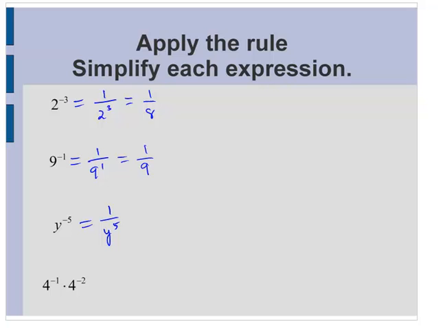Now here we have 4 to the negative first times 4 to the negative second. Using one of our rules from a previous section, the product rule, we can write this as 4 to the negative 1 plus negative 2, and that would be 4 to the negative third power. Using what we've now learned about negative exponents, we can write this as the reciprocal of 4 to the third power. 4 to the third power is 64, and so we would write 1 over 64.